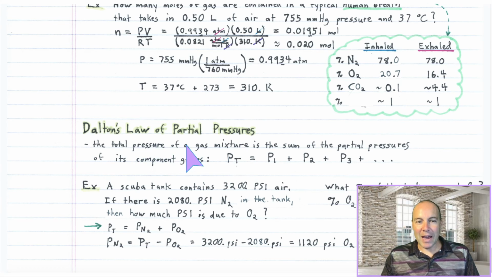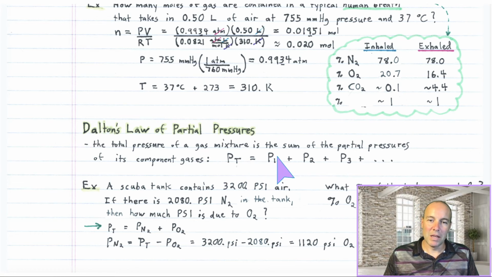So if you have a gas made of a mixture of many different gases, then the total pressure of the gas mixture is simply the sum of the partial pressures of its component gases. The total pressure is the pressure due to gas number 1 plus the pressure due to gas number 2 plus the pressure due to gas number 3, plus however many gases you have.